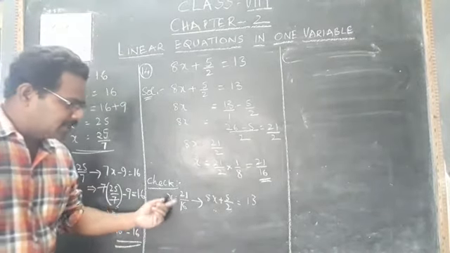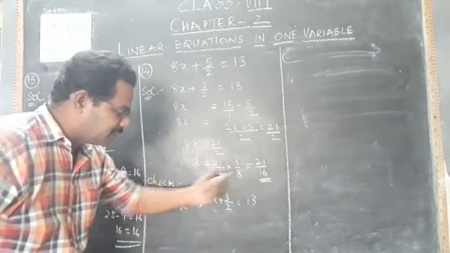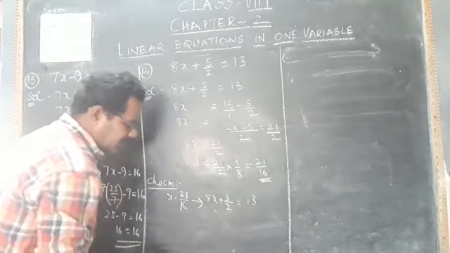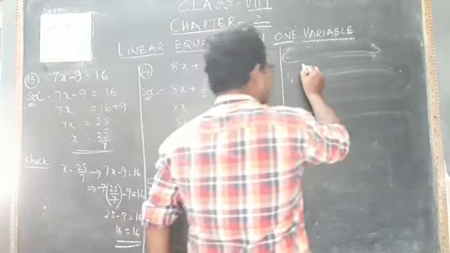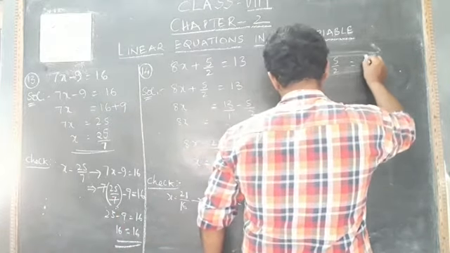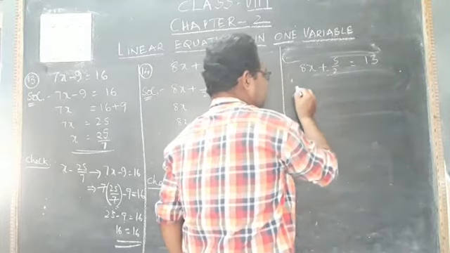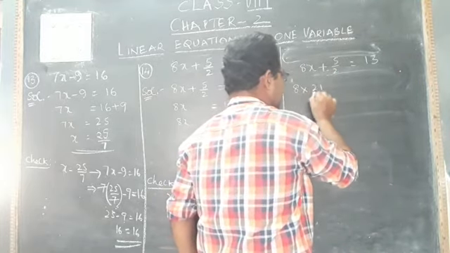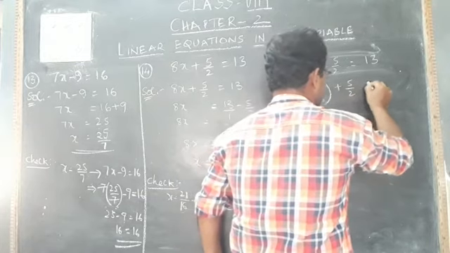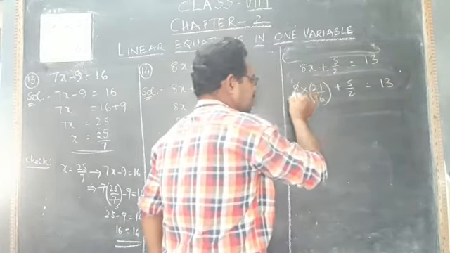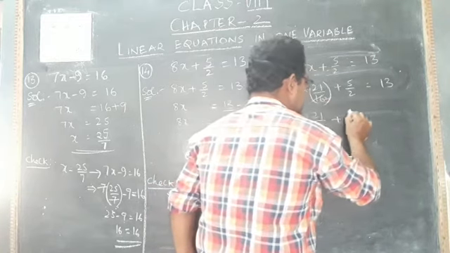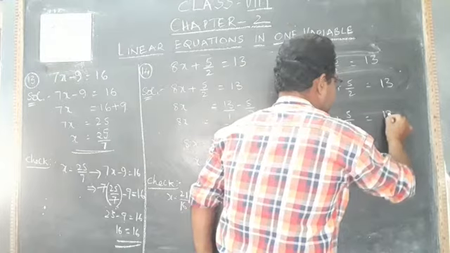See, a small mistake we have done. 21 by 16 we got. X is equal to 21 by 16 we have to substitute in this. Okay. So 8x plus 5 by 2 is equal to 13. X value we have to substitute, 21 by 16 plus 5 by 2 is equal to 13. 8 ones are 8, 8 twos are 16, means 21 by 2 plus 5 by 2 is equal to 13.